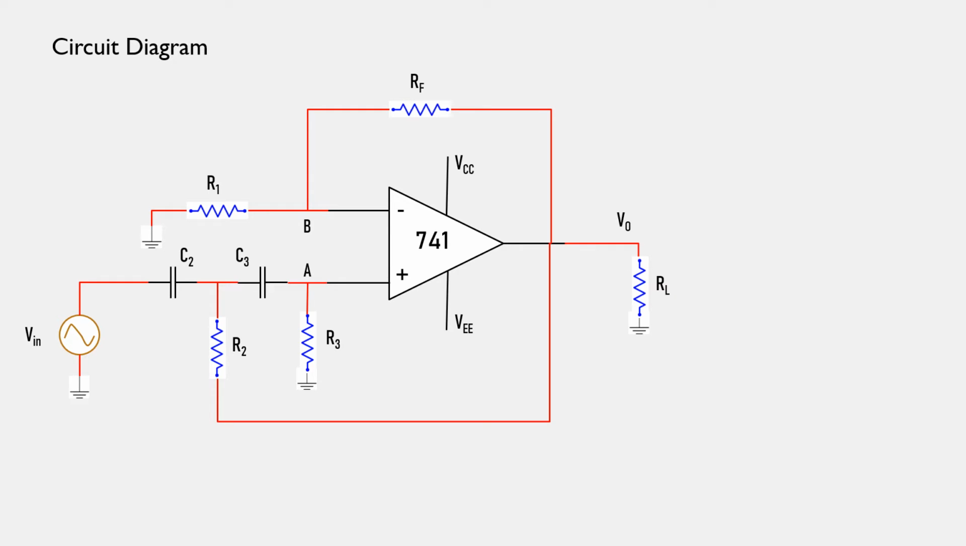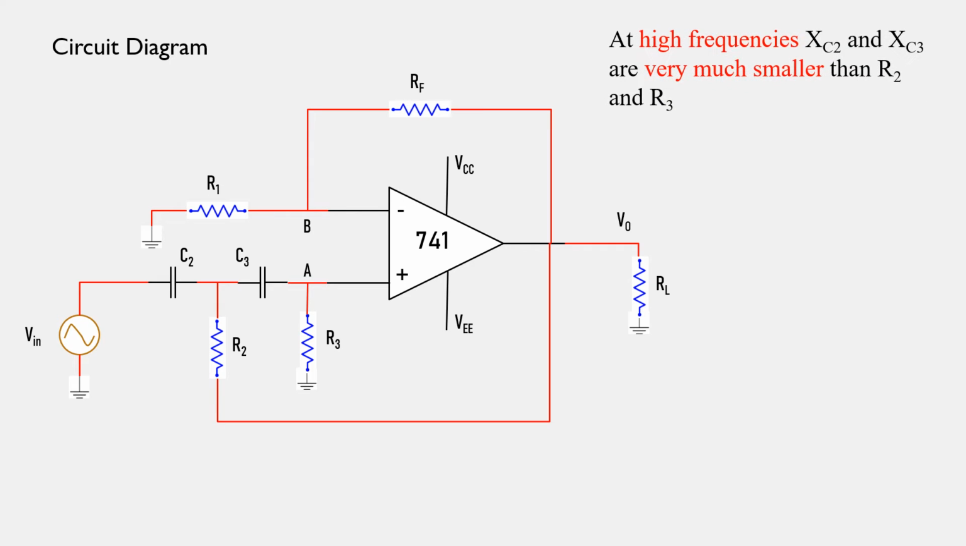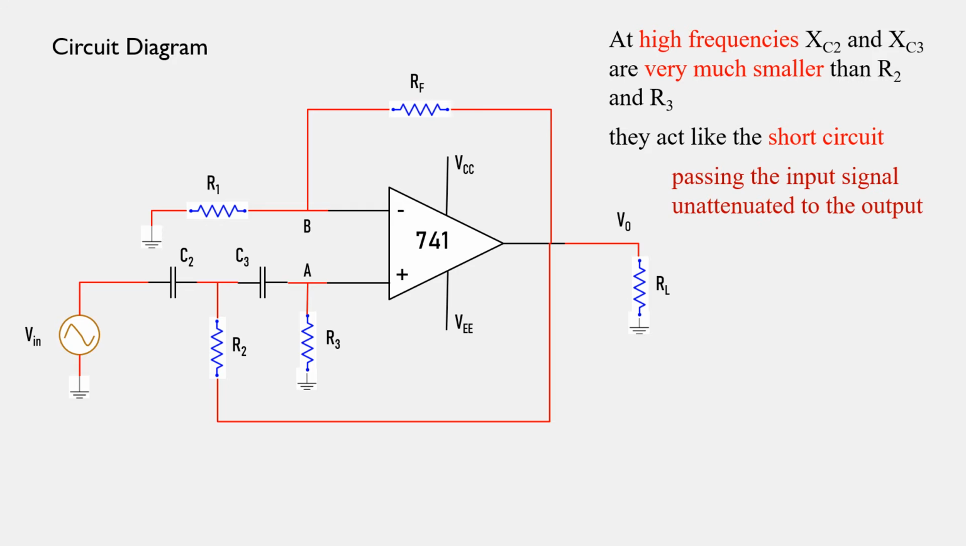Now, seeing the operation, how the high frequency signals are allowed and how low frequency signals are attenuated. At high frequencies, the capacitive reactances XC2 and XC3 are very much smaller compared to R2 and R3. Therefore, XC2 and XC3 act as a short circuit, and all the input signals are passed unattenuated to the output. So in this case, all high frequency signals are allowed.